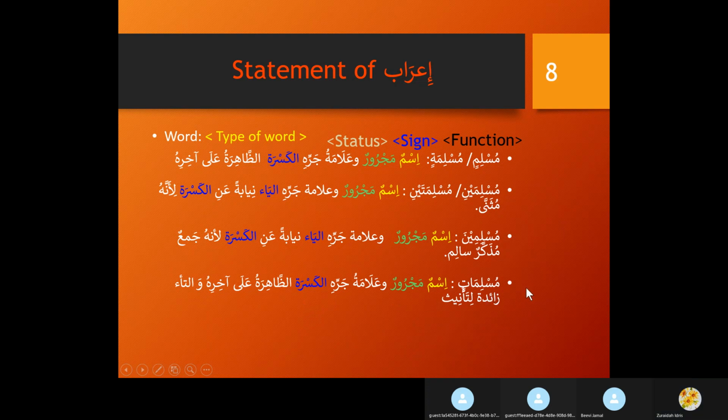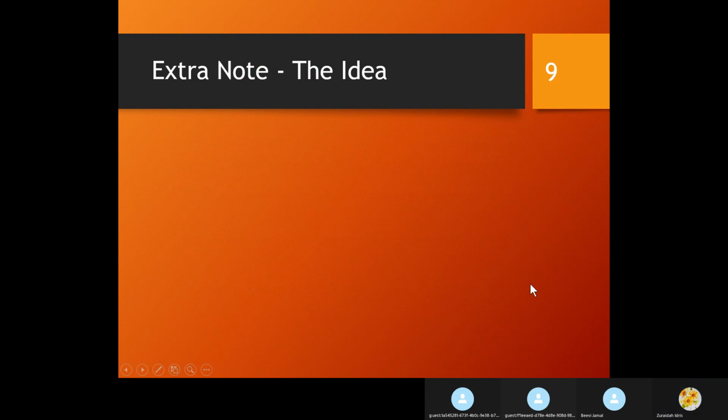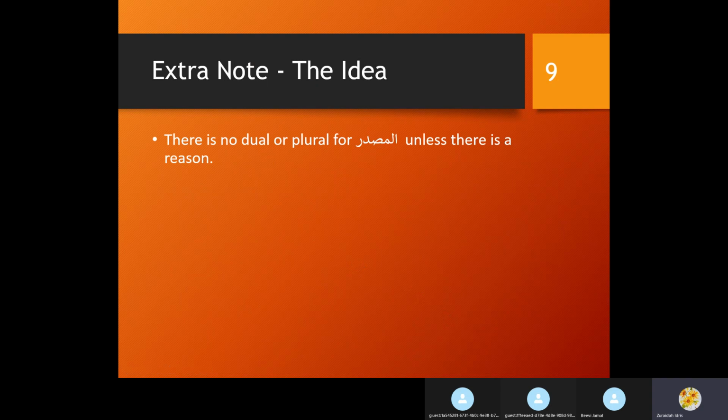Right? Okay, now the idea. Remember, we talked about the idea, which is masdar. And what I want to highlight here, which we didn't do last week, is that there is no dual or plural for the masdar unless there is a reason. Remember, I said that the masdar in English means jaran. Jaran are words with ing endings. Eating, thinking, sleeping. The idea of doing something. That's what a masdar is all about.